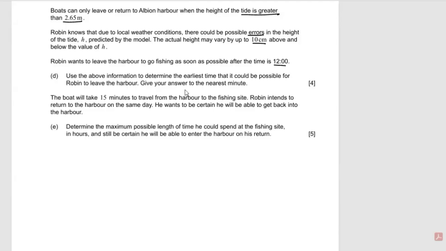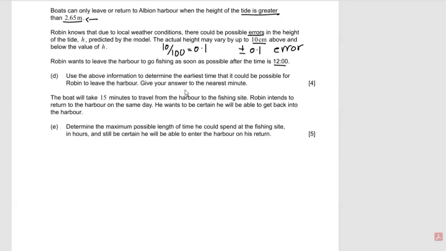All right, so there's plenty going on in this. Boats cannot leave if the height of the tide is not greater than 2.65. So this is like a safe limit to go, right? It shouldn't be below this. And due to the weather condition, there are some possible errors like 10 centimeters. We are given the data in meters and this is in centimeters, so you do 10 divide 100, which is going to be 0.1. So plus minus 0.1 is your error. There is some error going on.